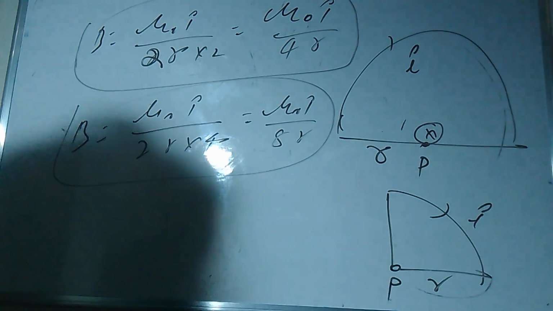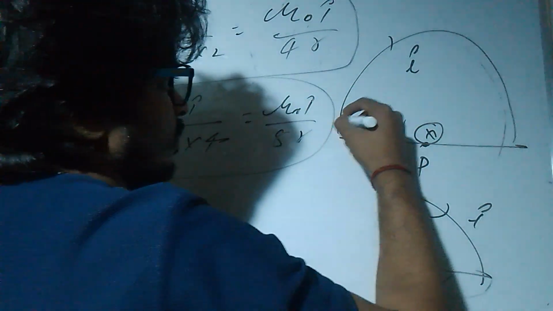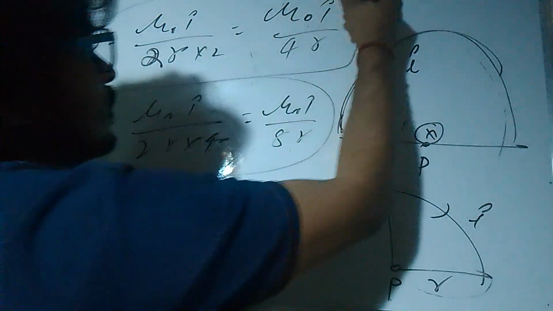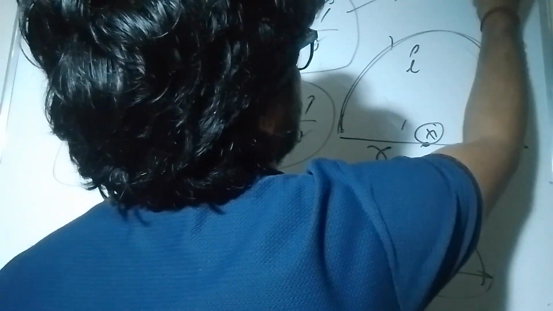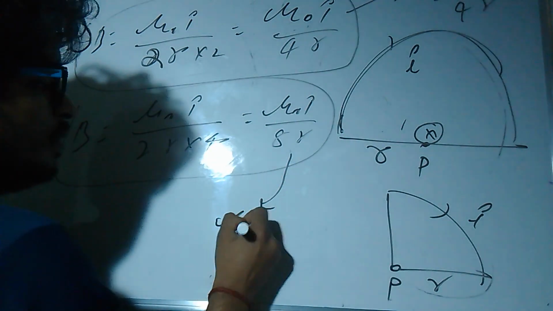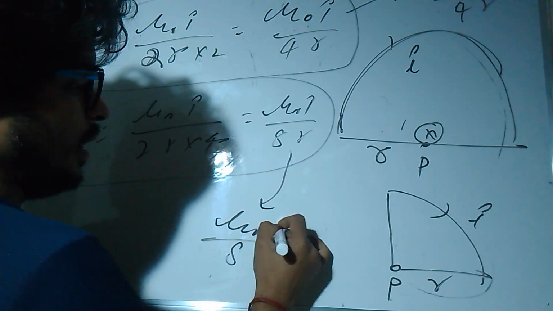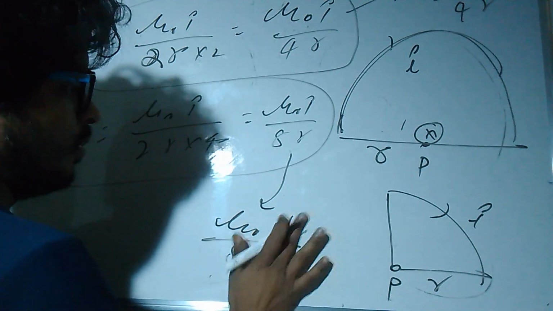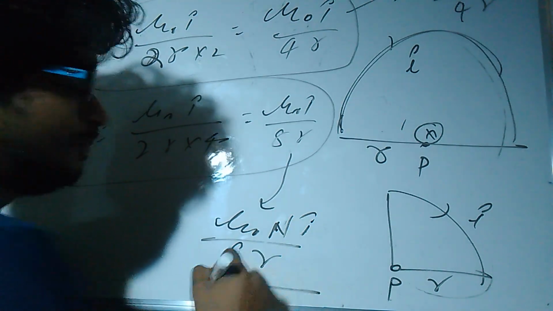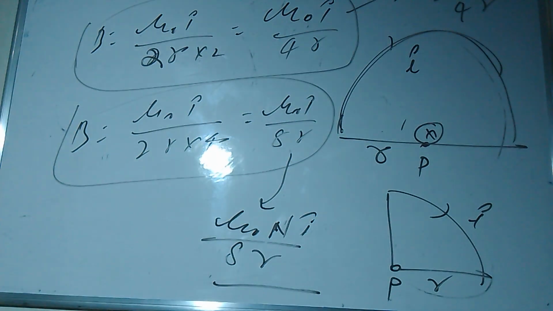And in all these cases we can play with the number of turns. If you are playing with the number of turns, you don't need to worry: for the semicircle it is just mu naught n I divided by 4r, and for the quadrant mu naught n I divided by 8r. This is very important if you understand this. If you understand the relation, it will help you a lot. If some portions are not visible, I can't do anything right now.